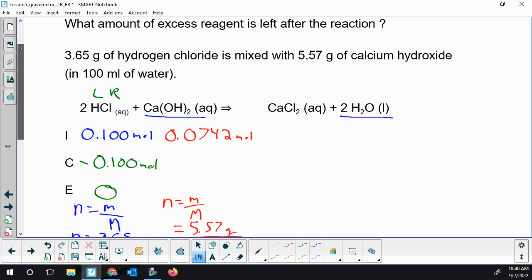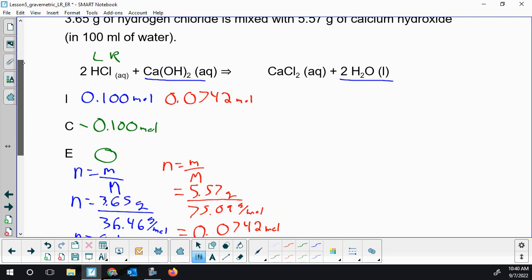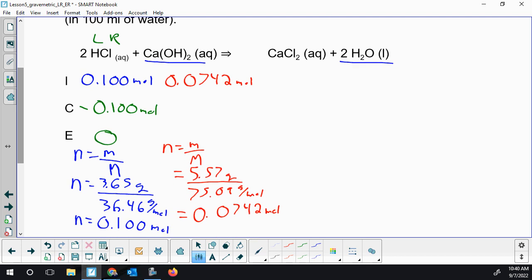So the question is, what amount of excess reagent is left over? So I have to figure out what the change is for calcium hydroxide. It is not 0.1. These have different coefficients, so they're going to have different changes. HCl is going to be double compared to the calcium hydroxide. We're just going to go back to required over given.